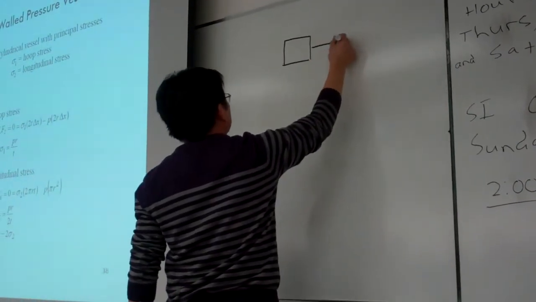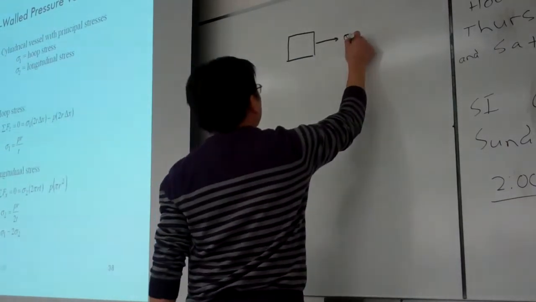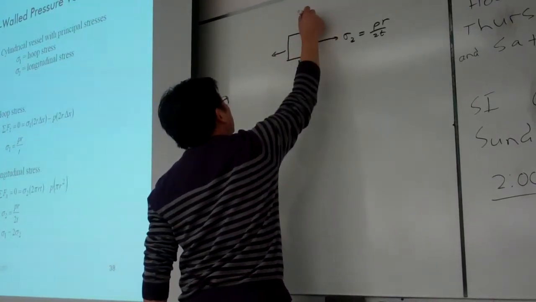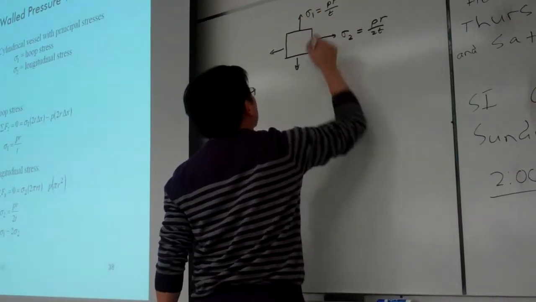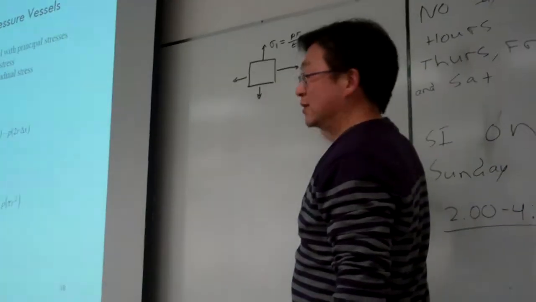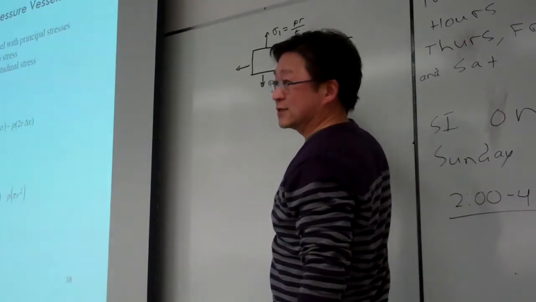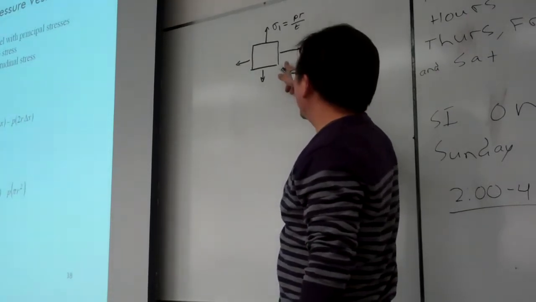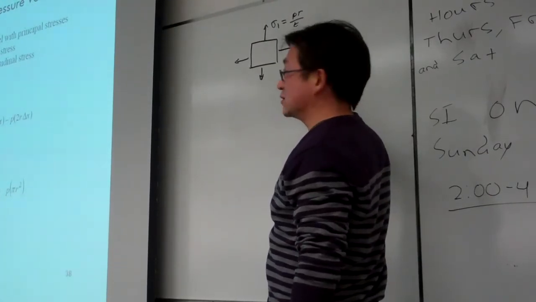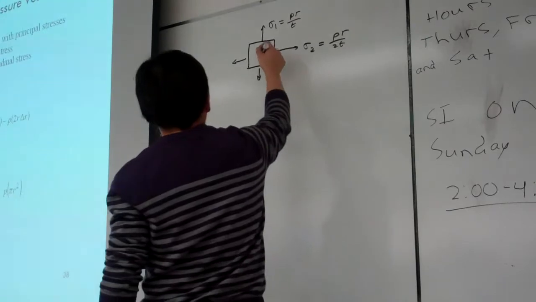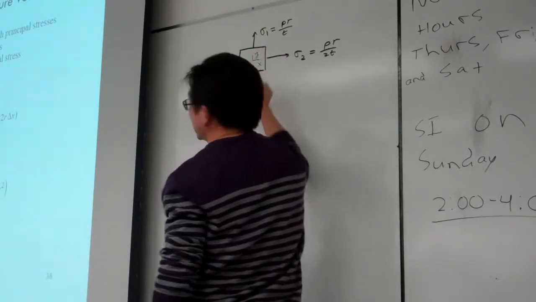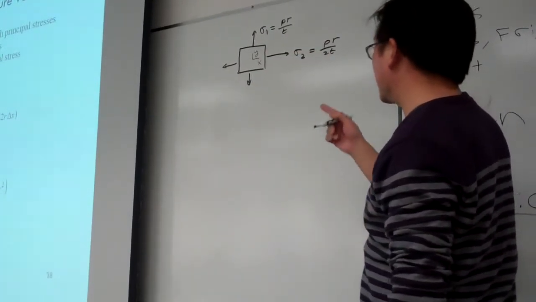For this stress element, this is sigma 2, which is PR over 2T, and here is sigma 1 equal to PR over T. You can see this stress element is in its principal direction. Those are the principal stresses, because by definition, as long as there is no shear stress, that specific orientation is defined as a principal direction. For this case, if you wish, we can artificially define the XY coordinate system, whatever coordinate system you wish to define.